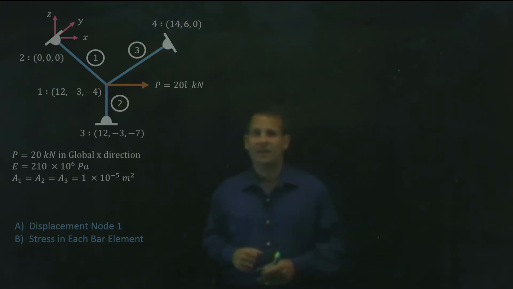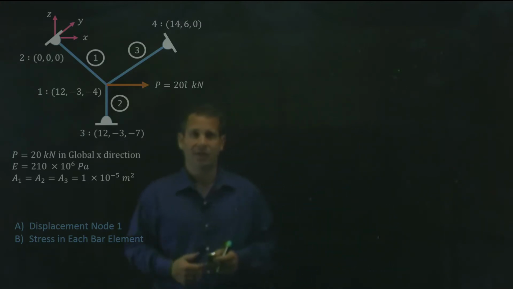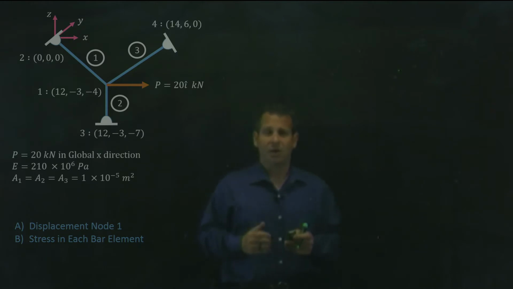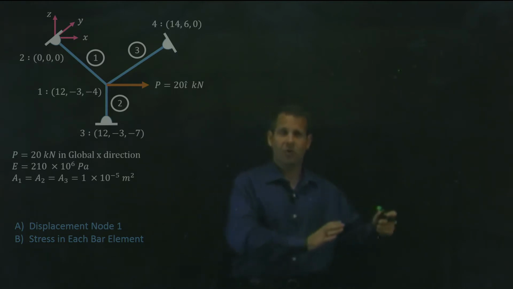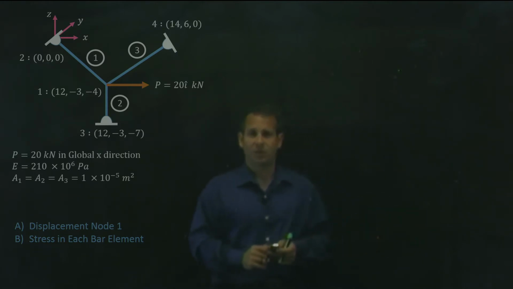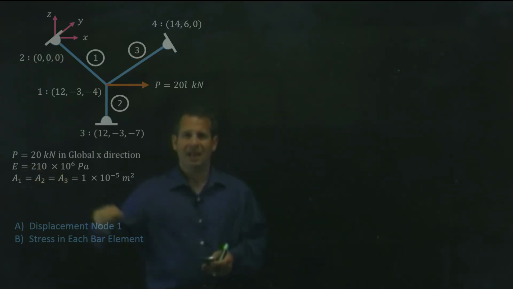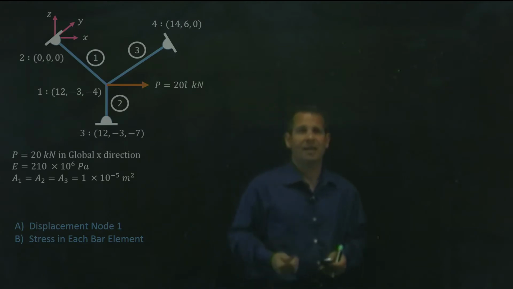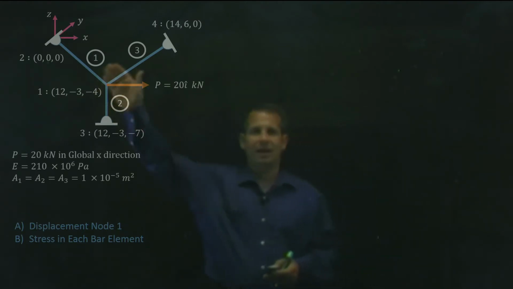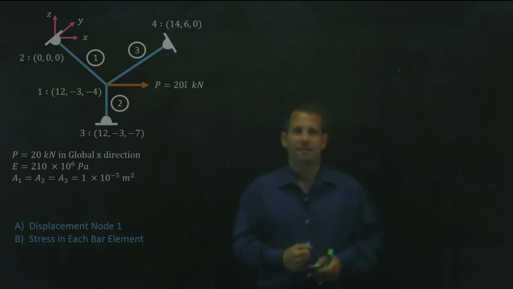All right, so what's left for us to do as far as discretization goes? In order to form the local and global stiffness matrices, which we will do in following videos, not only do I need the modulus of elasticity and the cross-sectional area, I also need the length of each bar element. I wasn't given the length of each bar element. I'm asked to find that for myself.